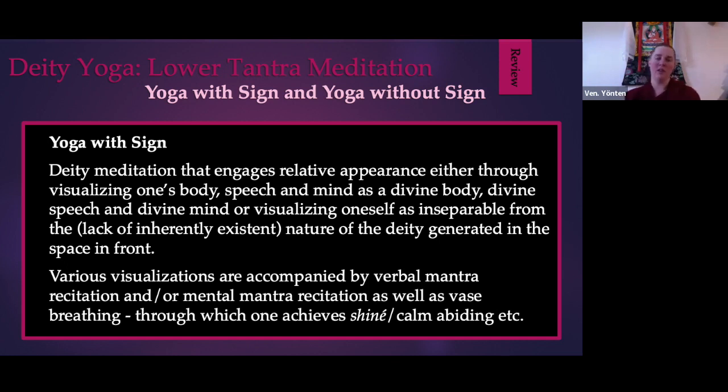And so this yoga with sign is deity meditation that engages relative appearance, either through visualizing one's body, speech, and mind as the divine body, speech, and mind, or visualizing oneself as inseparable from the nature of the deity generated in the space in front, depending on if you have the empowerment. Then various visualizations are accompanied by verbal mantra recitation and/or mental recitation, as well as vase breathing. Vase breathing is the next step once you get used to the 9-round breathing that we did. And through all of this, one achieves calm abiding.